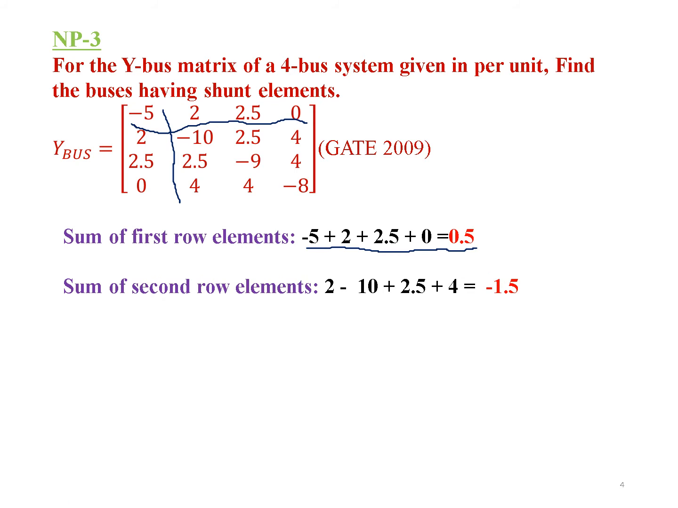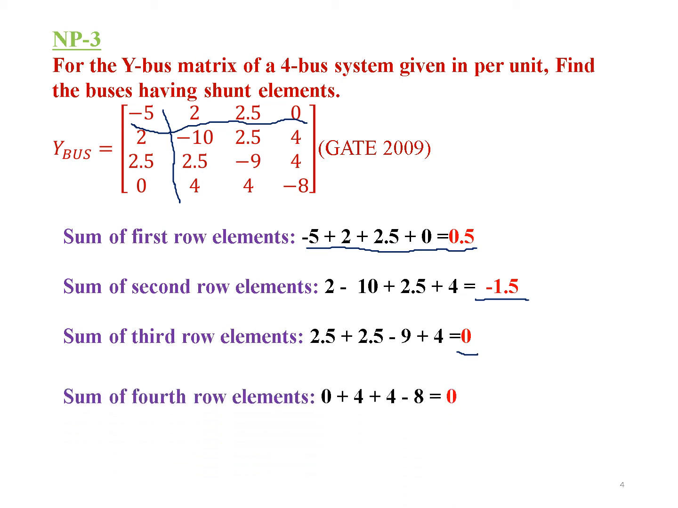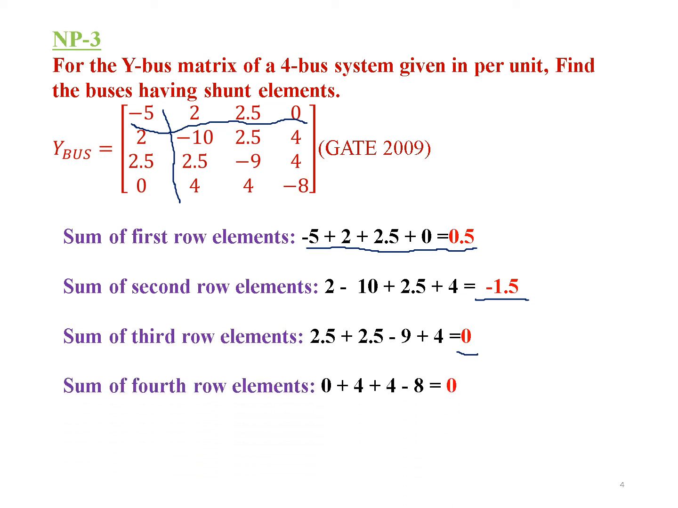In that way, the sum of the second row elements is equal to 2 minus 10 plus 2.5 plus 4, again a non-zero value. Then you have to perform the sum of the third row elements, which equals 0, and the sum of the fourth row elements, whose value is also 0. So now, without knowing the actual bus structure, we can easily identify in which bus or buses a shunt element is present.